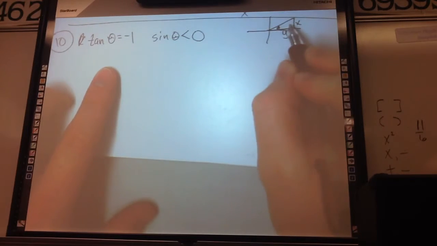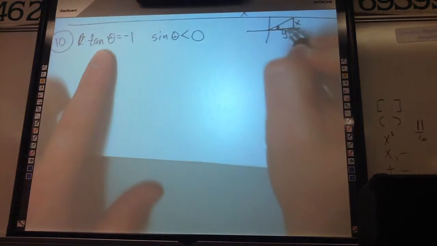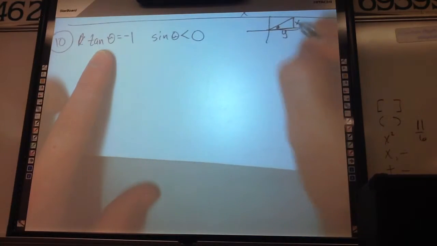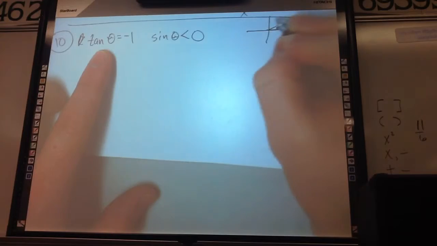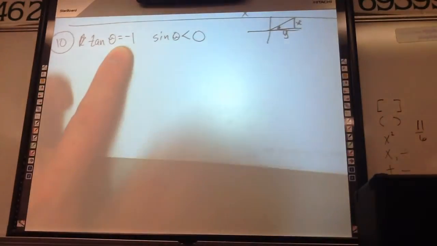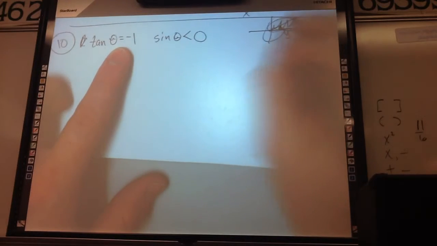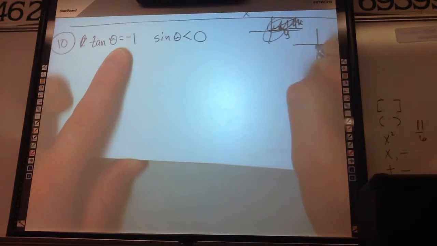It's not going to be in the first quadrant because any of my tangents in the first quadrant will all be positive, because my x divided by my y, all through here, will all be positive. My answer needs to be negative. So this isn't going to work. So then I try, well, let's just go down here.